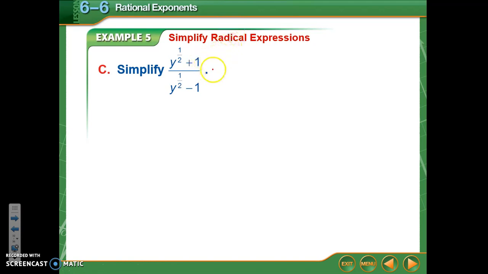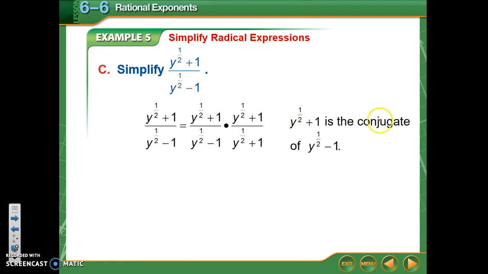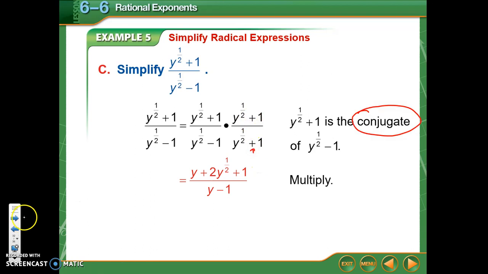This is going to be very similar to what we did back in Chapter 4, where we have to rationalize the denominator when the denominator is a binomial. Because remember, this y to the 1/2 means square root of y, so this is like the square root of y minus 1. So I'm going to multiply by the conjugate again. So my denominator is y to the 1/2 minus 1. My conjugate is y to the 1/2 plus 1. Multiply that numerator and denominator.